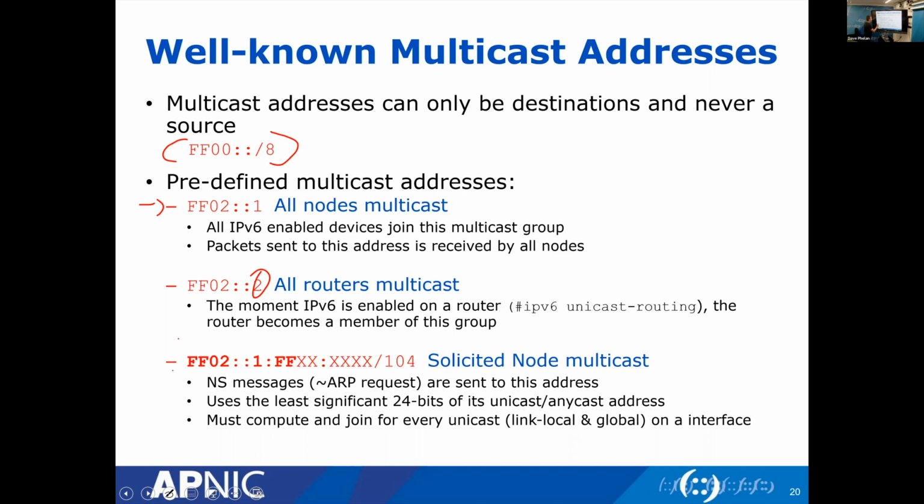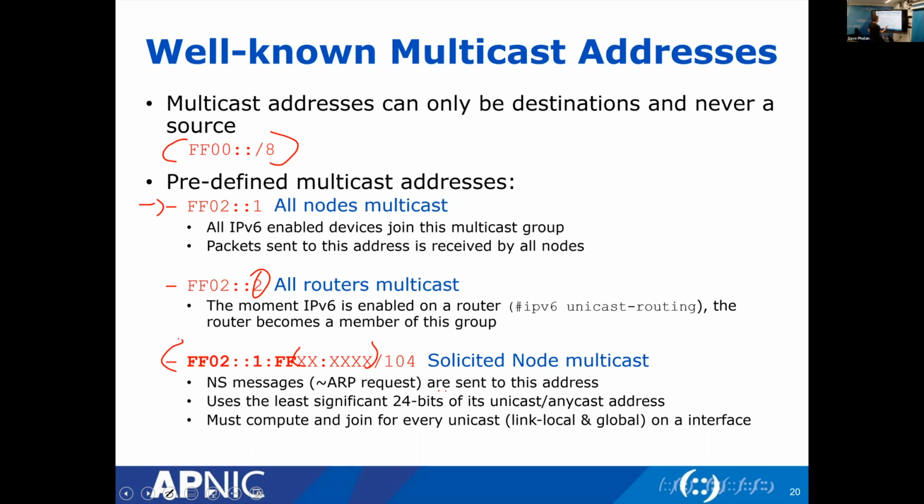Then we have FF02::1:FF and a bunch of X's, and I'll talk about that in a minute. That is our solicited node multicast group. So these are our neighbor solicitation messages. So this is like our ARP in V4. So anytime I'm trying to find information out about my neighbors, I'll use the solicited node multicast. I'm looking for a specific node.